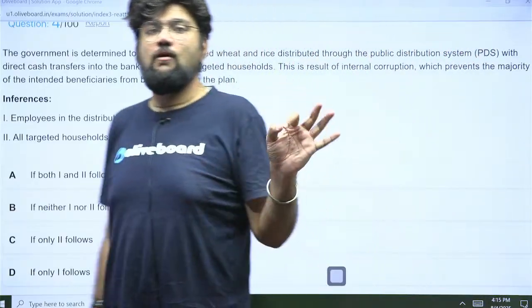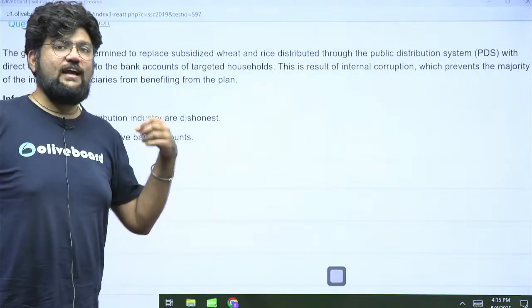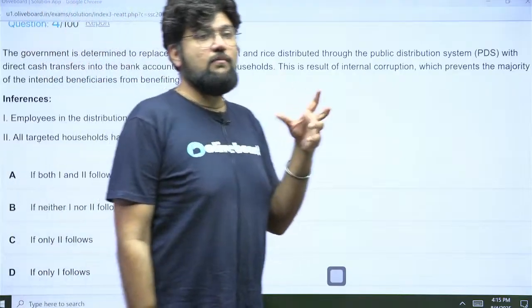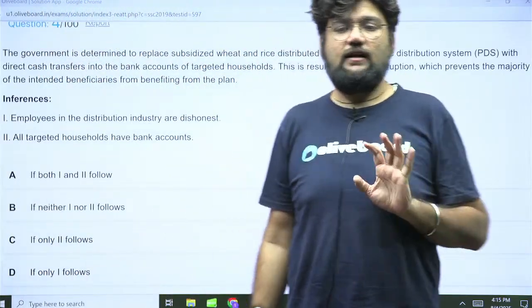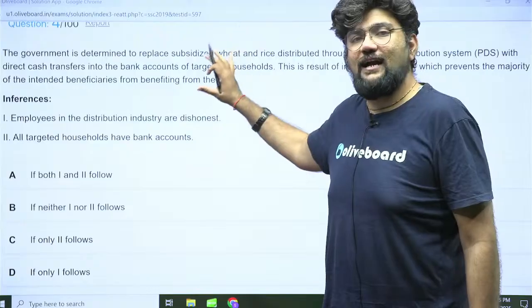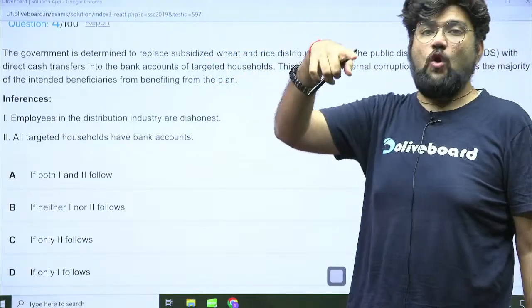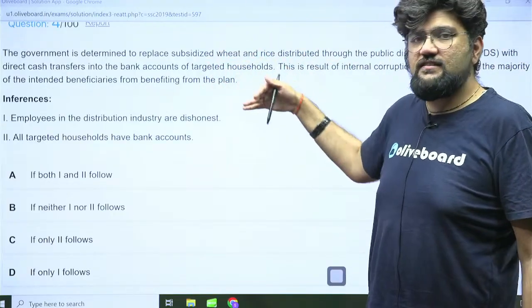Now, don't think about your real life scenarios. Don't think about what actually happens, what not. Don't think about, okay, not everybody is corrupted, something of that sort. No. Whatever is given here, keeping that in mind, what inferences can you draw? What multiple inferences can be drawn from this?